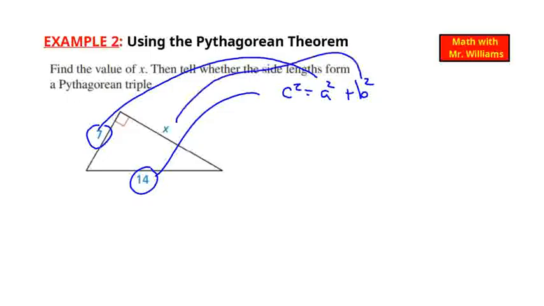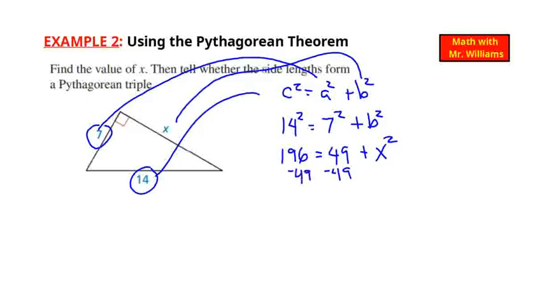So let's go ahead and plug our numbers in. So we know that it's 14 squared equals 7 squared plus b squared. If we multiply that out, we know 14 times 14 will give us 196 equals 7 times 7 is 49 plus x squared. Now we're going to go ahead and subtract 49 from both sides, canceling out the 49s on the right, leaving us 147 equals x squared.